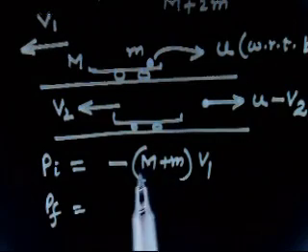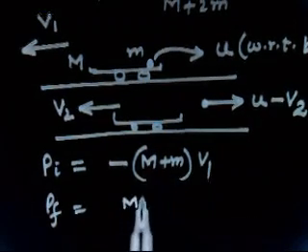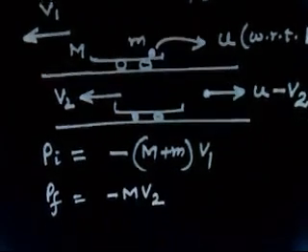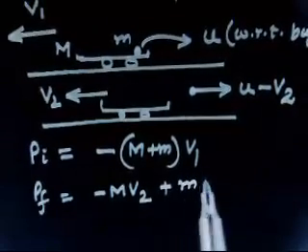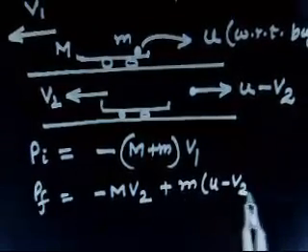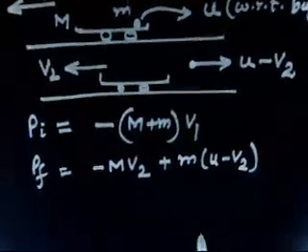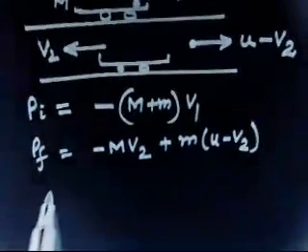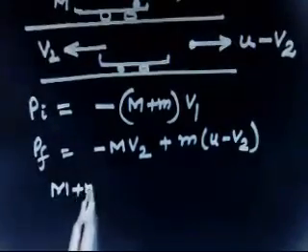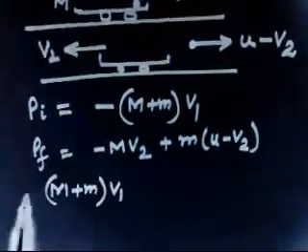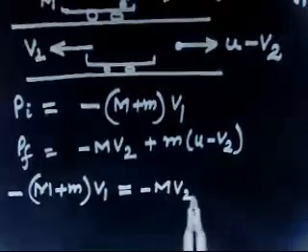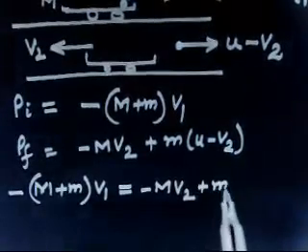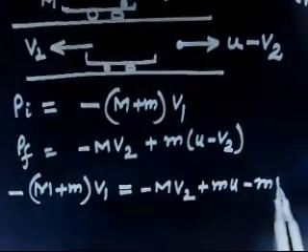So what is the final momentum I have? The buggy is going in the backward direction with the speed v2, so this is minus Mv2. This is going in the forward direction with the speed u minus v2. So this is the final momentum. Now I can equate because there is no horizontal force acting. So minus (M plus m) into v1 with a minus sign equals minus Mv2 plus mu minus mv2.